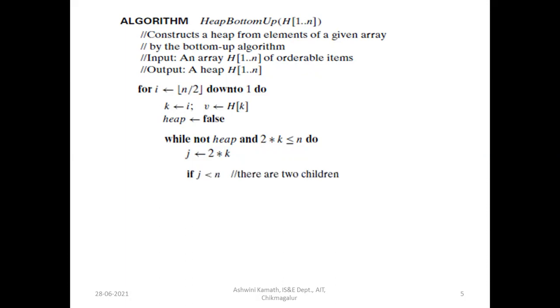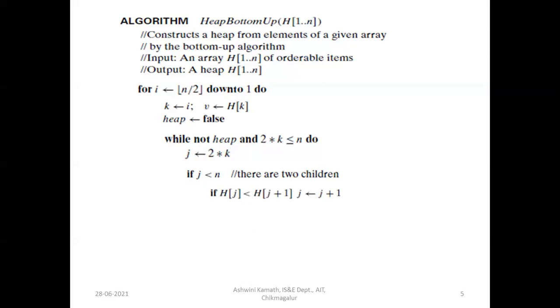If j is less than n, whatever value you have got for j after multiplying 2 with k, we are comparing that j with n. If j is less than n, that means that node has two child nodes. If there are two child nodes, check both the values.